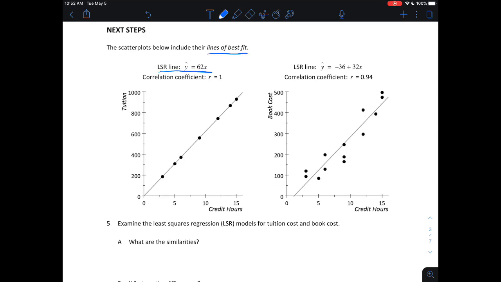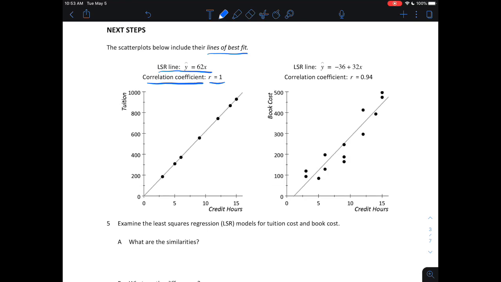That equation is y hat, remember that's the predicted tuition values for that graph on the left, is equal to 62 times x, where x is the number of credit hours. The correlation coefficient is r equal to 1. You might be thinking, wow, this is a lot of review of things that I saw in Math 21A. This is good because the final exam in this class does ask questions about what you learned in Math 21A.